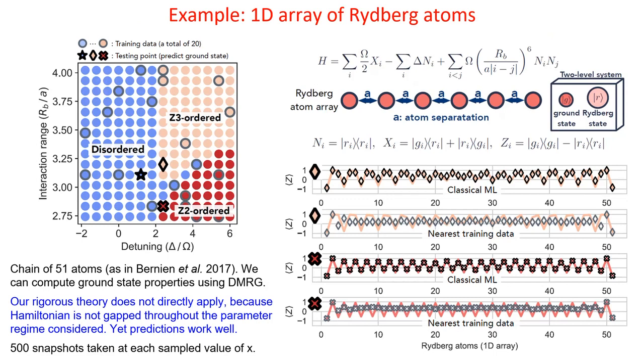In fact, in this case, our rigorous theorem doesn't guarantee that we'd have a good prediction performance because we're sampling from three different phases of matter. The theorem applies if both our test set and our training set come from the same gapped phase of matter, but still the prediction performance was quite good. If we had tried to make predictions just from the closest-by points in the parameter space in this family of Hamiltonians, then the prediction performance is not very good. So the ML algorithm really is leveraging the ability to sample from a variety of different ground states in the family.